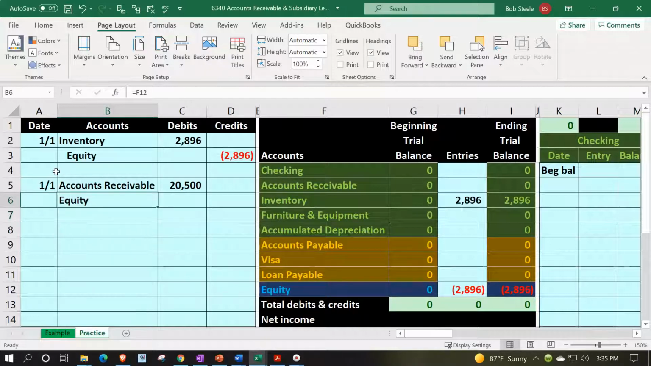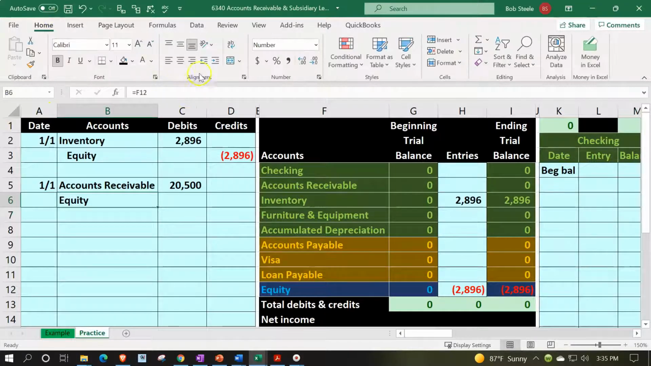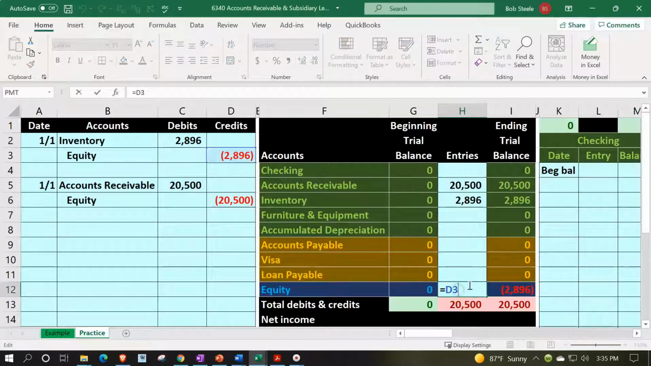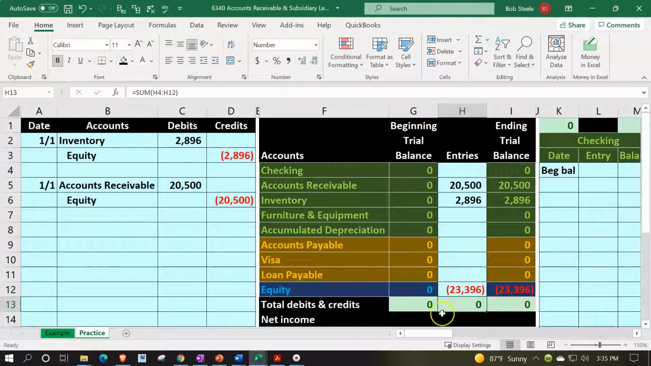So I'm going to indent this one by going to the Home tab, Alignment and Indent. I'm going to put the negative of that 20,500. There is our debit and credit. Posting this out, I could post this to the accounts receivable right here in H5 equals that 20,500. Equity has something in it, so I'm going to double click on it, go to the end of it and say plus, and then point to that 20,500. And that'll take us back in balance here. So now we're back in balance.